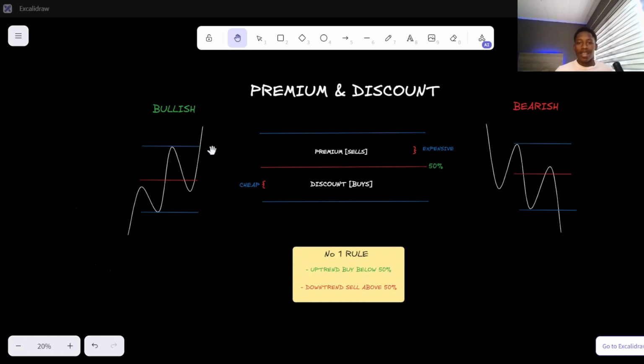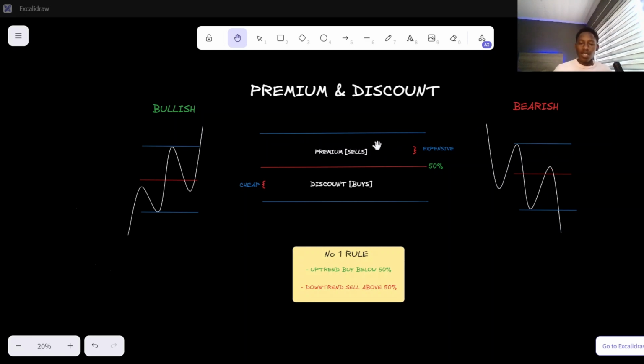So to start off, guys, premium and discount is pretty simple, right? When something's premium, it's very expensive, and something that is discount, it is very cheap, right? And then we have the 50%, or what we like to call the equilibrium, guys. This is such an important thing to know because it's going to help you so much, especially on the chart, right? So now let's say we are on a bullish market run, right? What you want to be doing is buying something while it's discounted, and then when you're in a bearish market, you want to sell something when it's at its premium, right?